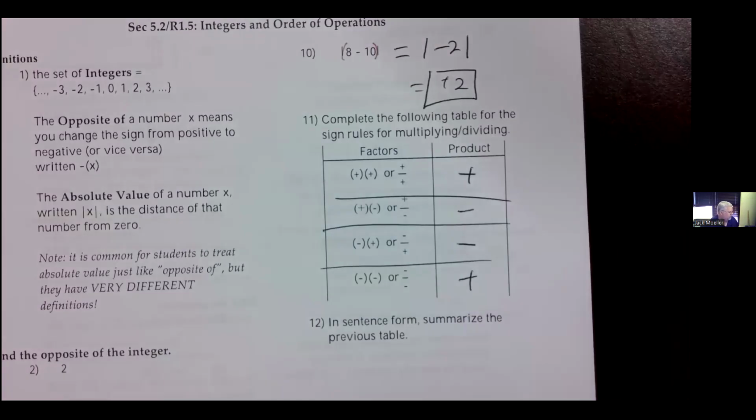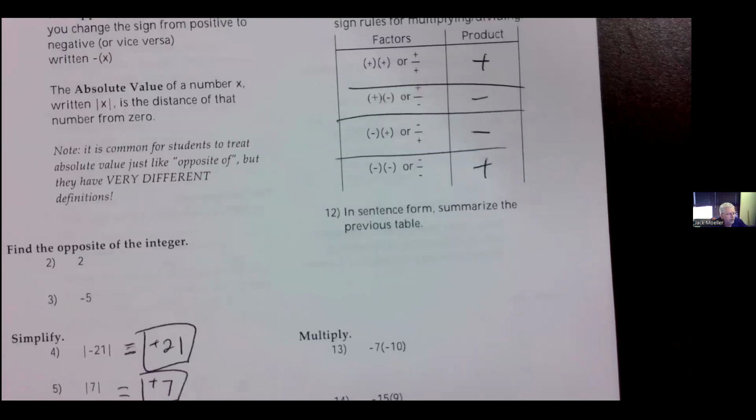And if I were to summarize that in sentence form, when you're multiplying or dividing, if the signs are the same, then your answer is positive. If the signs are different, your answer is negative. But that's for multiplying and dividing only. For adding and subtracting, we have to talk about something different.